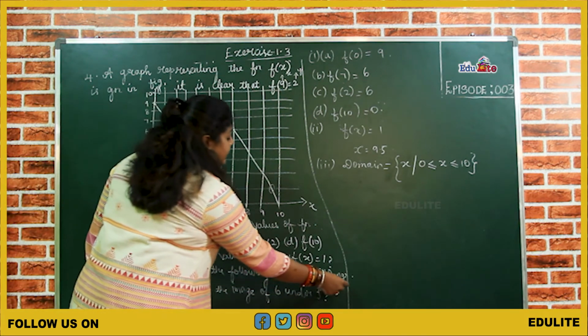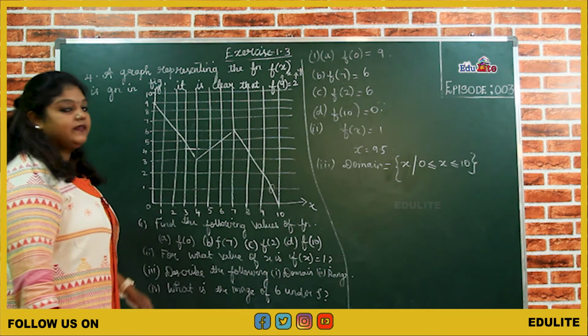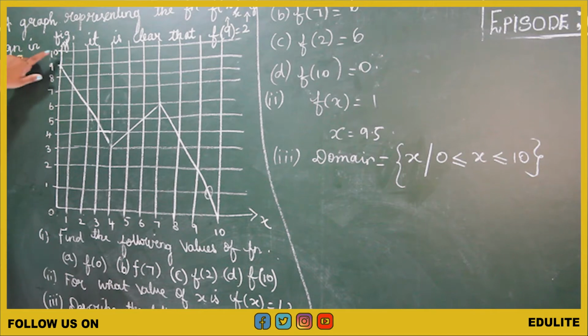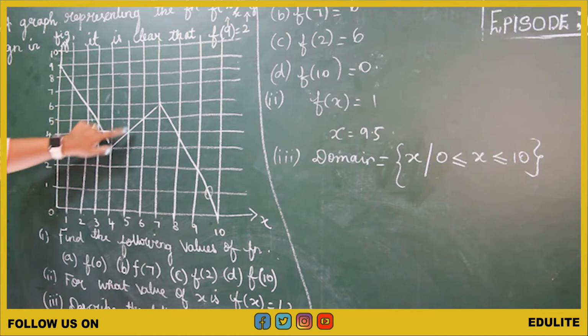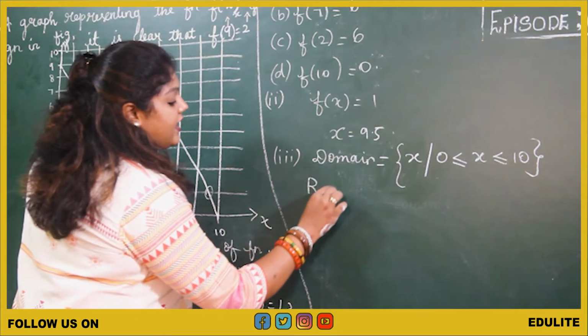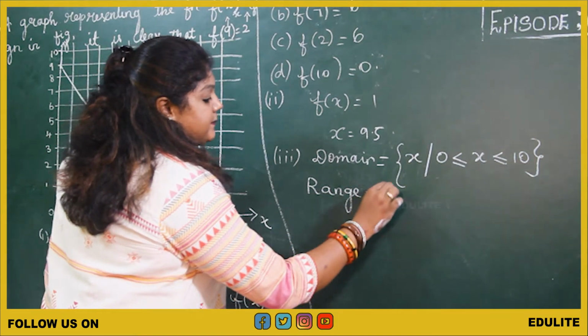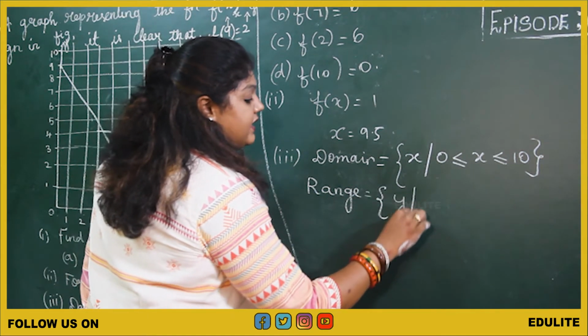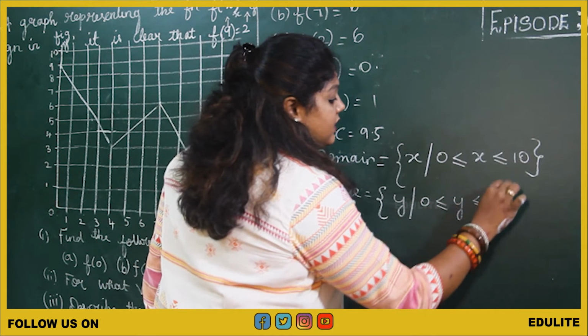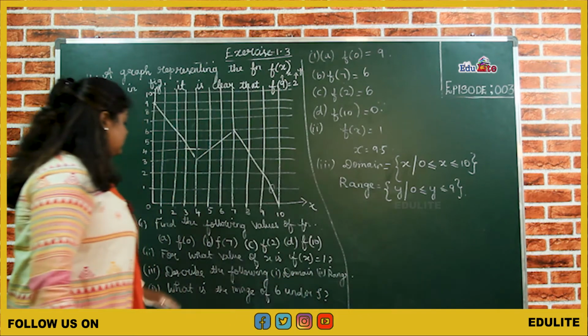Next, we have to write the range. As we all know, the set of all images is represented as the range. In the y axis, up to 9 units only we have the image. For the 10th value, we don't have an image. Therefore, we will not include 10. We have to include from 0 up to 9. The range is represented as y, so y such that 0 is less than or equal to y, less than or equal to 9. So we have completed the third subdivision also.